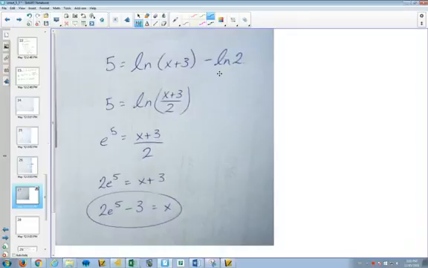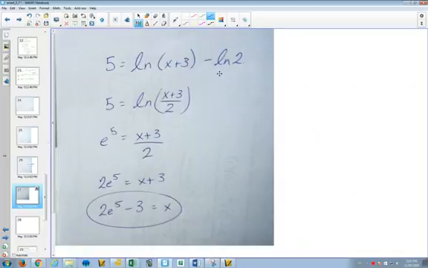I moved the natural log of 2 to the other side, so my natural logs were on the same side. And then I could combine them to be a single logarithm. Then, once you have a single logarithm, you change to exponential form. The idea doesn't change. You just get scared because the base is e.